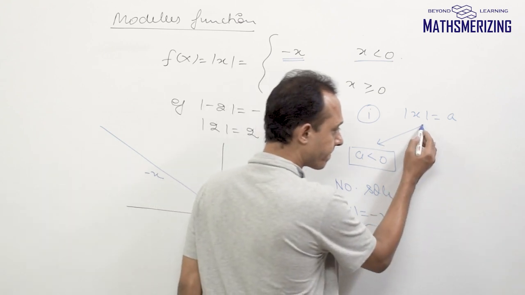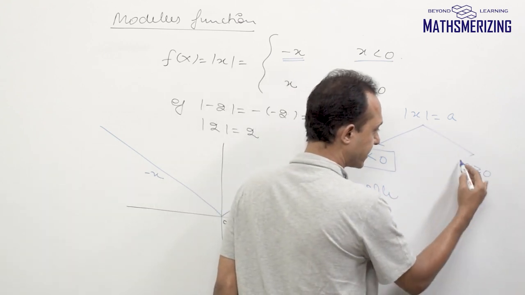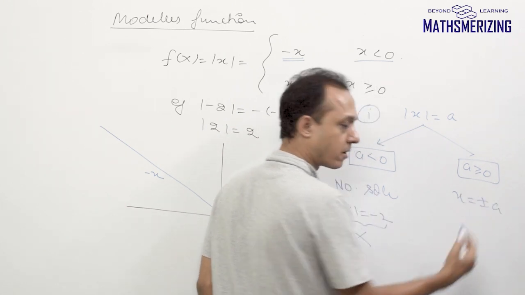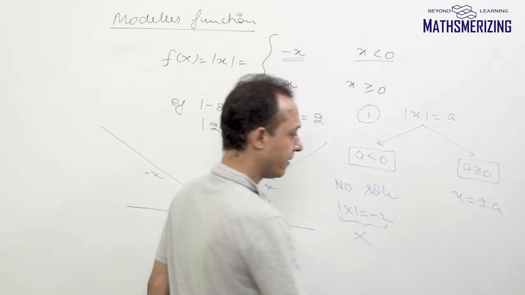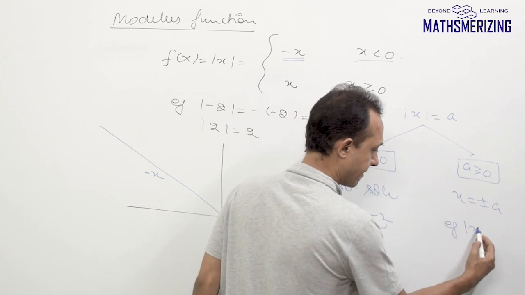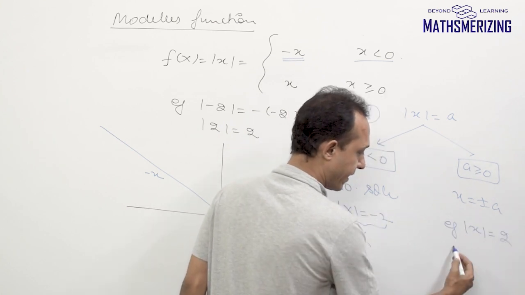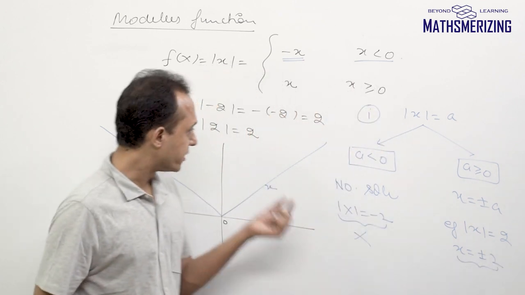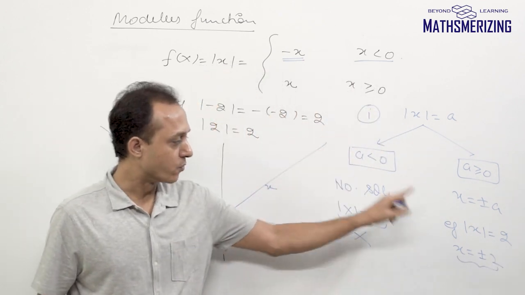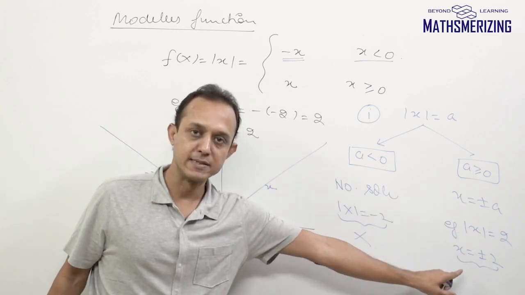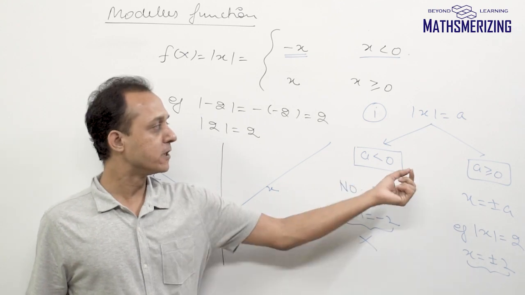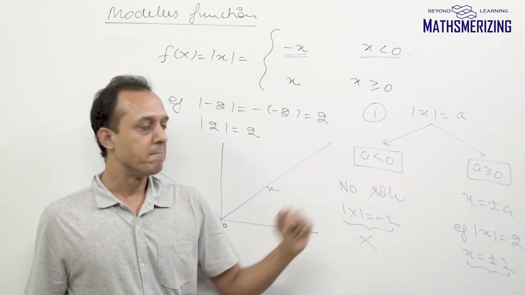And if a is a positive number, in that case simply x is equal to plus or minus a. Say for example, if I get mod x equals 2, then x is plus or minus 2. So clearly mod of 2 is 2 and mod of minus 2 is also 2. So when mod x is equal to 2, then x equals plus or minus 2. So if a is less than 0, no solution. And if a is positive, then x is plus or minus a.